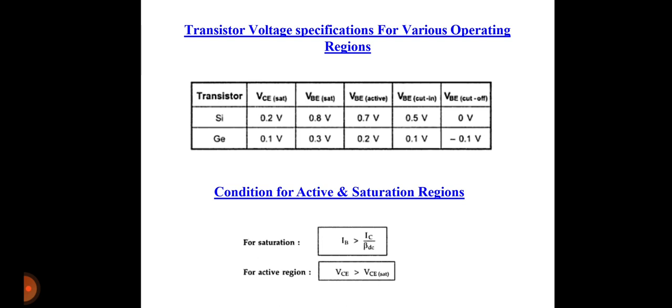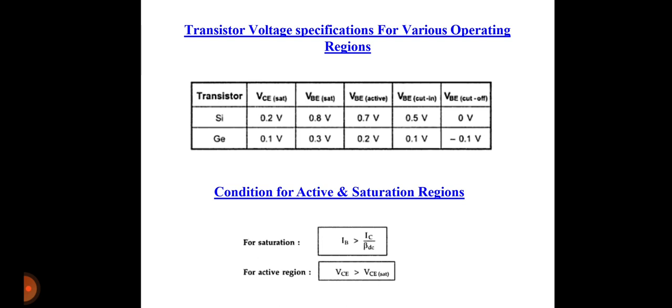If the transistor is made with germanium, VCE SAT must be 0.1 volt, VBE SAT must be 0.3 volt, VBE active must be 0.2 volt, VBE cut-in must be 0.1 volt, VBE cutoff must be minus 0.1 volt.